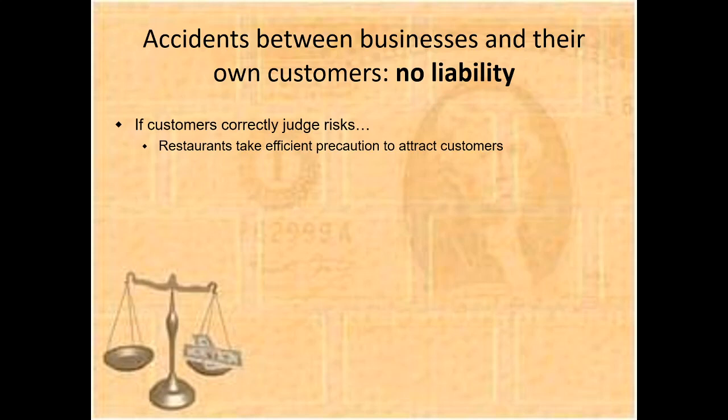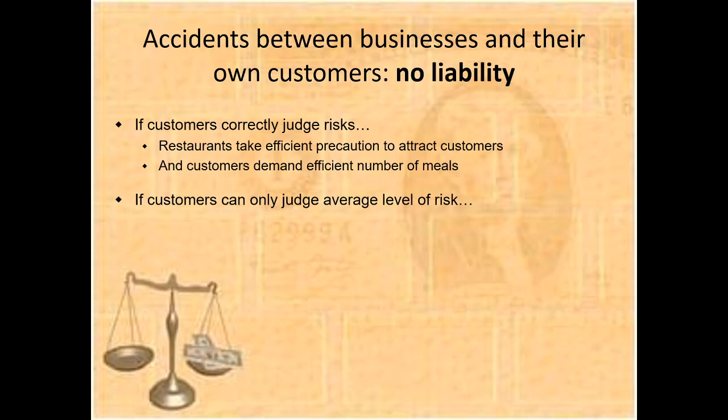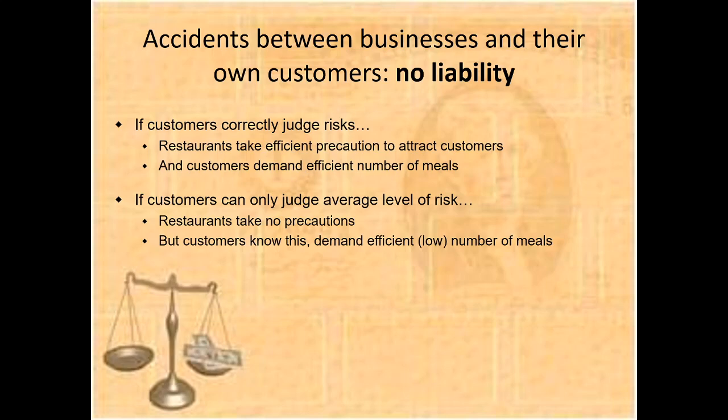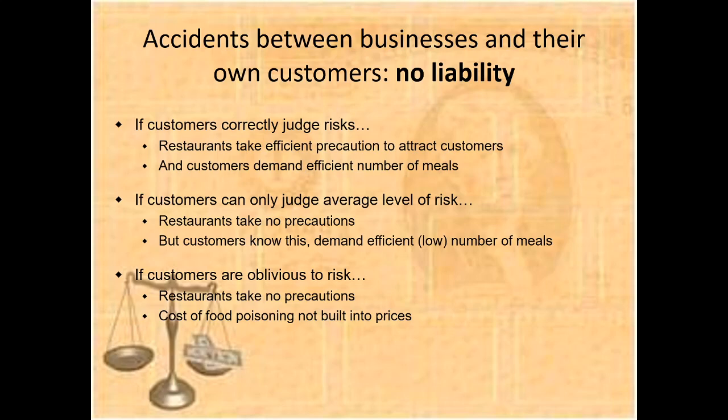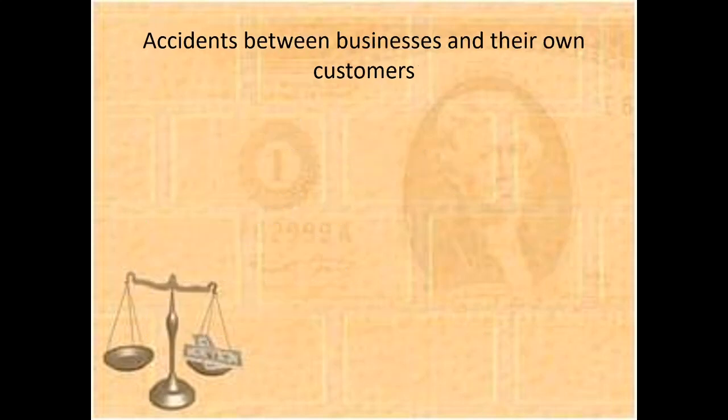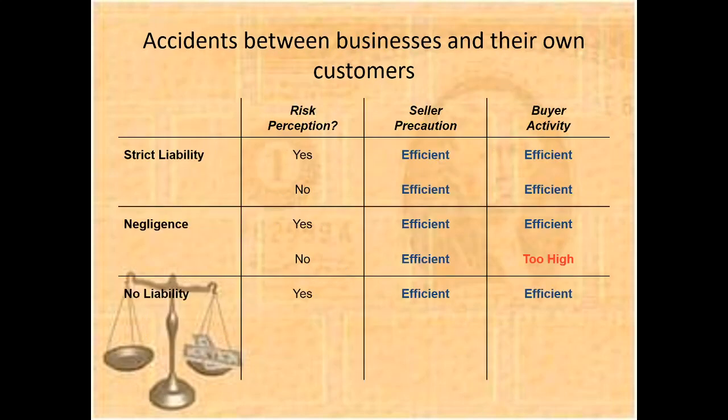So if we talk about no liability, if customers correctly judge risk, restaurants take efficient precaution to attract customers, and customers demand an efficient number of meals. If customers can only judge the average level of risk, restaurants take no precaution in that context. But customers know this and demand an efficiently low number of meals. If customers are oblivious to risk and restaurants take no precaution, the cost of food poisoning is not built into prices, and customers demand an inefficiently high number of meals. Therefore, you have all these possibilities, which have been derived from this book.